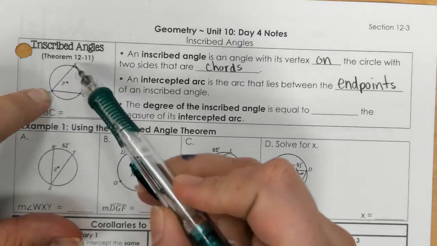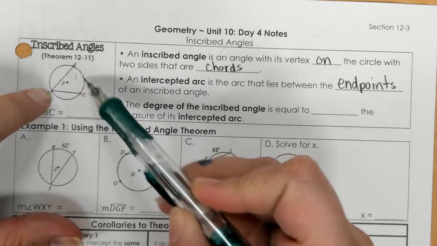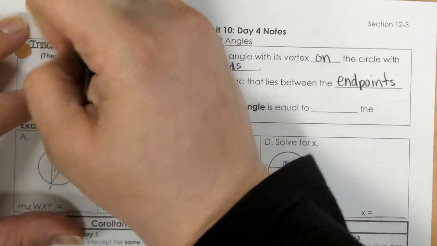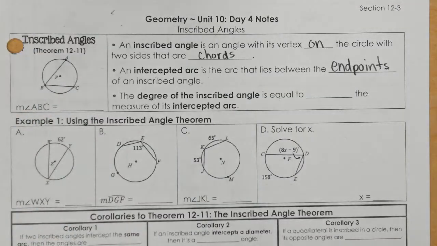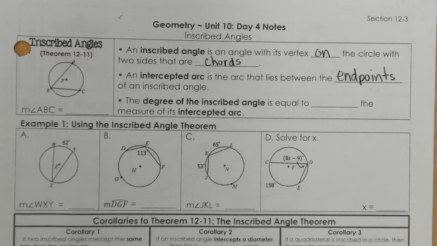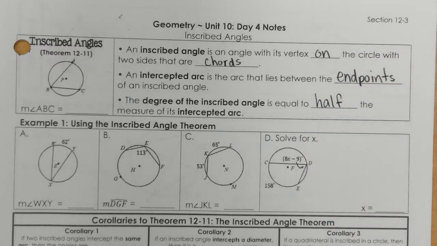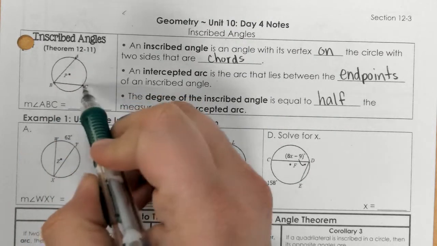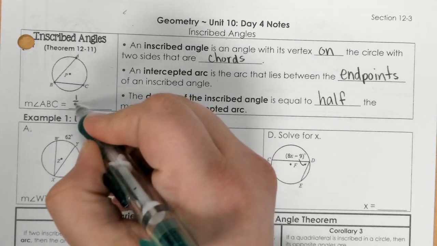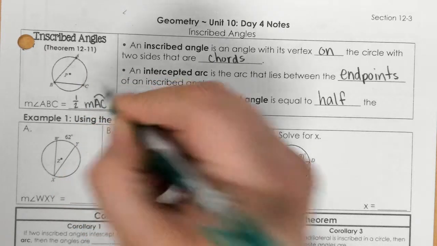of an inscribed angle. So here's the endpoint A and endpoint C. My inscribed angle is this angle, I'm sorry, the intercepted arc is from here to here. The degree of the inscribed angle is equal to half the measure of its intercepted arc. So here we have the measure of angle ABC. It is half the measure of arc AC.